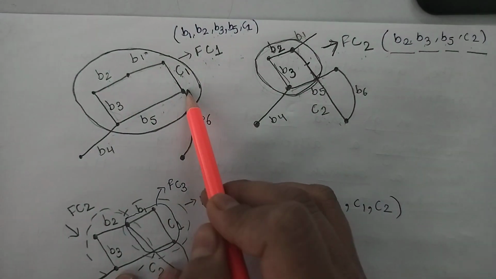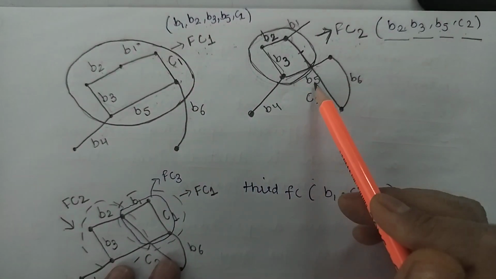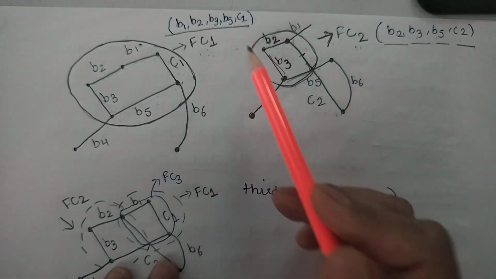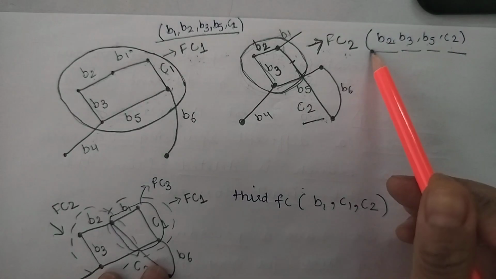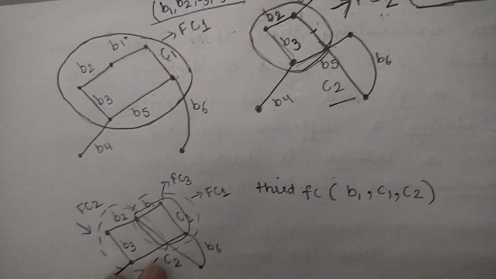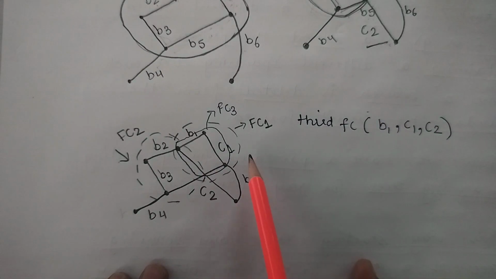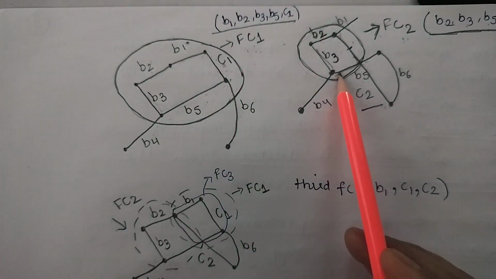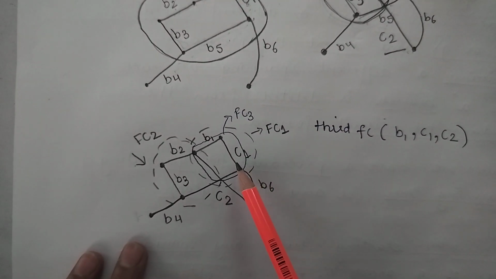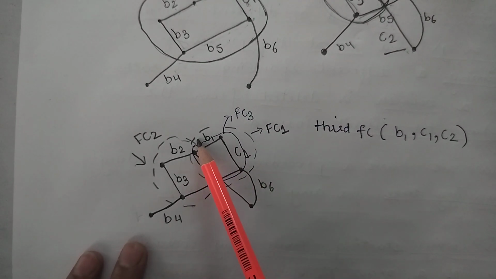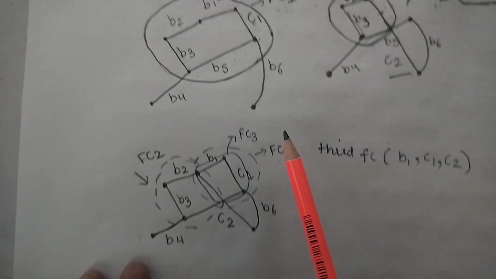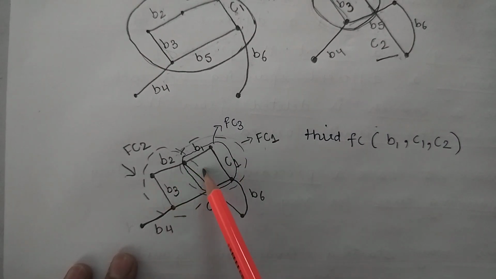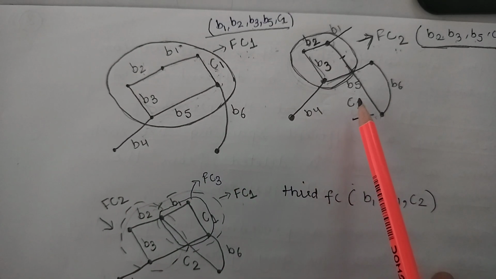So adding one chord gives you one fundamental circuit. If the chord is C1, you get this fundamental circuit. If the chord is C2, you get a different fundamental circuit, which is this, right? But if I add both the chords to the spanning tree, if I add chord C1 and chord C2, this is how it will look. Adding chord C1 gave you fundamental circuit FC1, which you have already seen, and adding chord C2 gives you fundamental circuit FC2, which you've already seen.